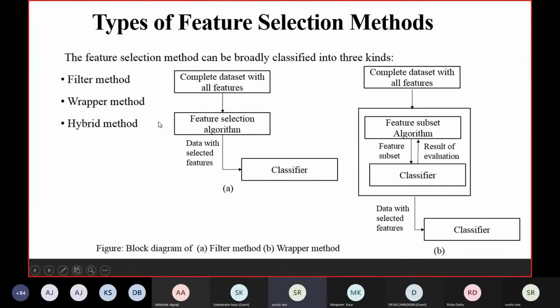And the hybrid method is a combination of both the filter method and the wrapper method. First, we select features with the help of the filter method, maybe with correlation or maybe with information gain, and then we feed the selected features to the wrapper method.